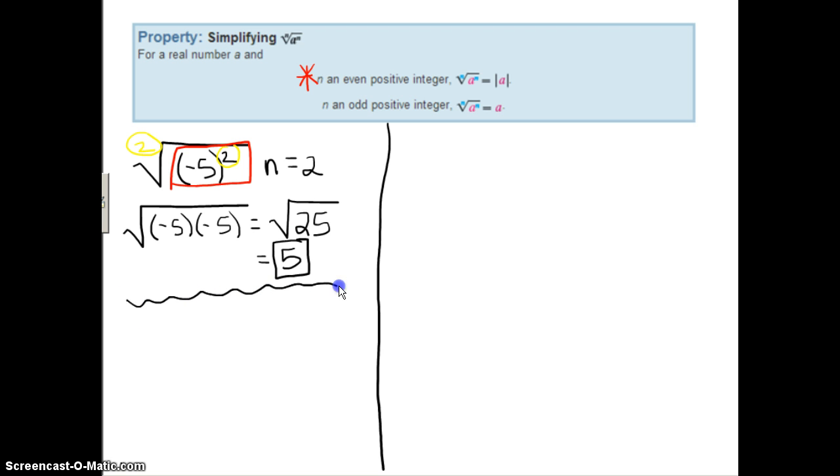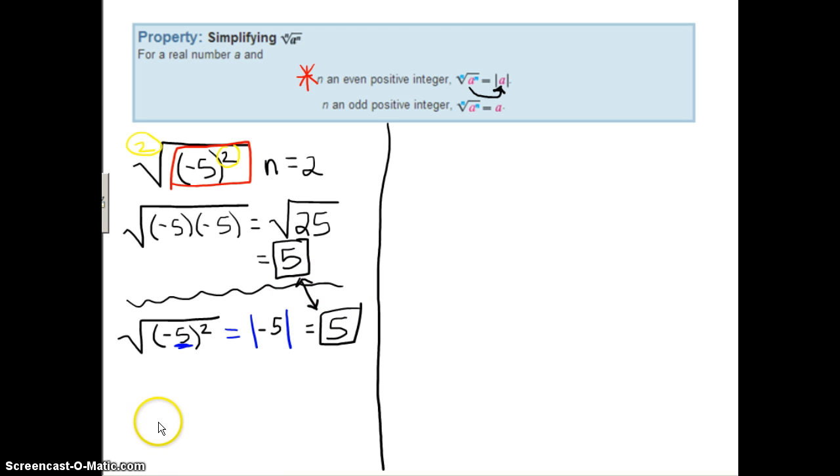Now, let's look at it using the rule. Again, if I have the square root of -5 quantity squared, this tells me that whatever my a is here, my answer is the absolute value of a. Well, right here, my a is -5. So this means my answer should be the absolute value of -5, which is in fact +5. And we get the same answer. So you can work through it by simplifying underneath the radical sign first and then taking the principal square root, and then once you get the hang of it, you can just go straight to the rule.